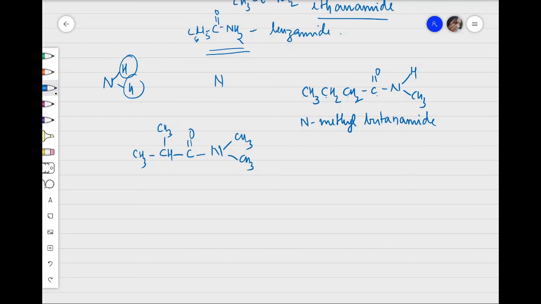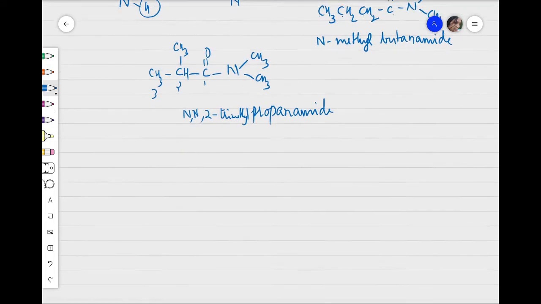In this case, my parent will be 1, 2, 3, that is propanamide, because it comes from propanoic acid. Then we have N, comma N, and all three substituents are the same. So N, N, 2-trimethylpropanamide.